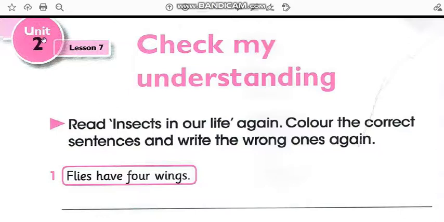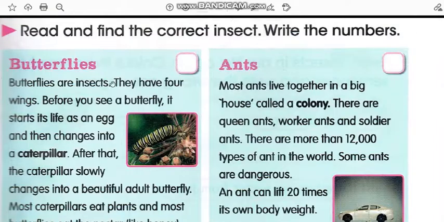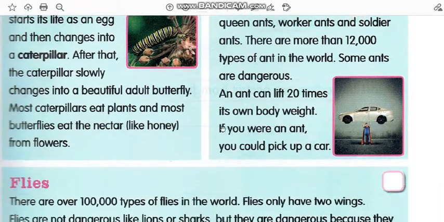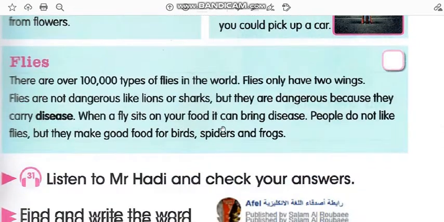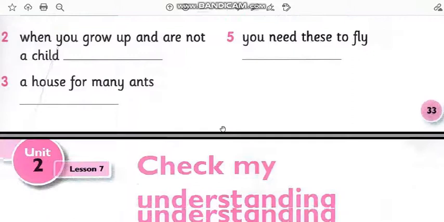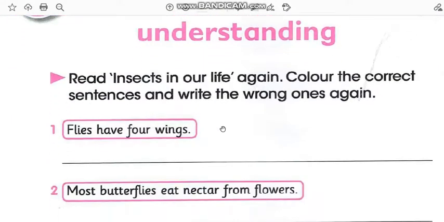Today we have unit 2 lesson 7 and 8. Let's start with first exercise. Before we start you must read Insects in Our Life Again on page number 33, which is about butterflies, ants and flies, so you can answer these questions easily and correctly.